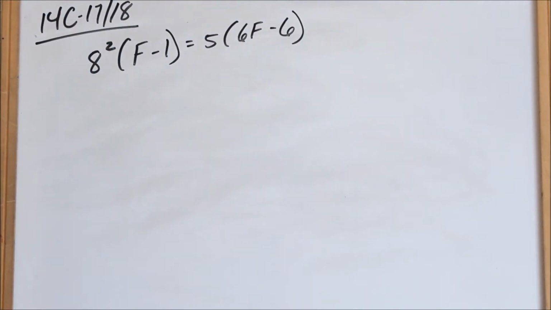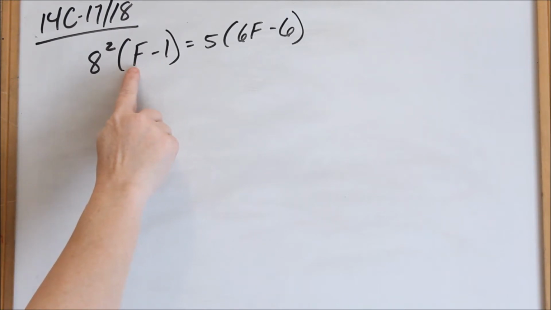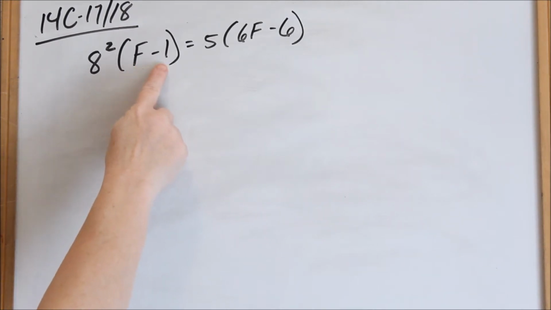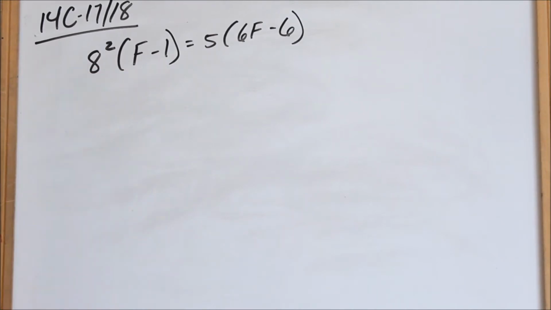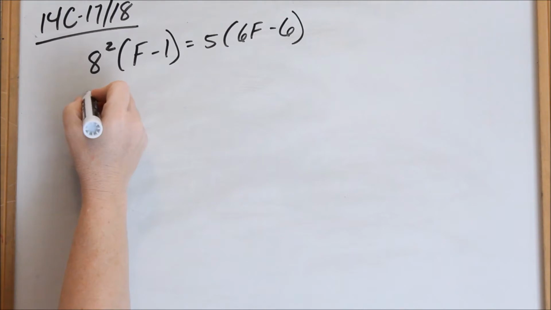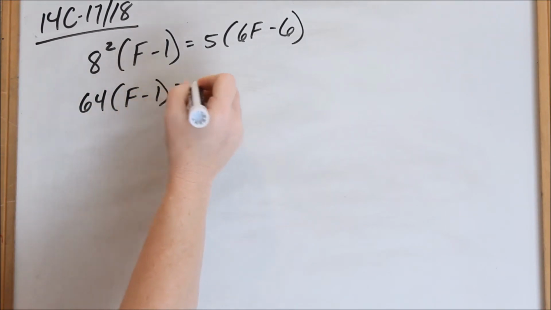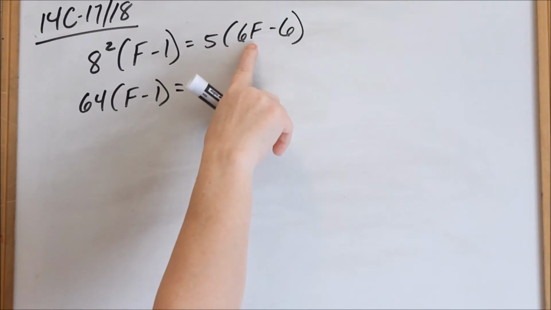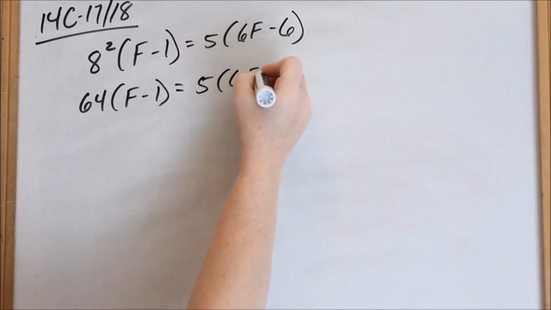Okay, now let's look at 14C, number 17. Still using PEMDAS. PEMDAS says do parentheses and exponents first. Look in your parentheses. F minus 1. Can you add or subtract letters to numbers? No. So there's nothing you can do with that. So look at here. You can do your exponents. 8 squared. That means 8 times 8, 64. Just rewrite your parentheses. Here I have parentheses. Can I add letters to numbers? No. So just rewrite that.